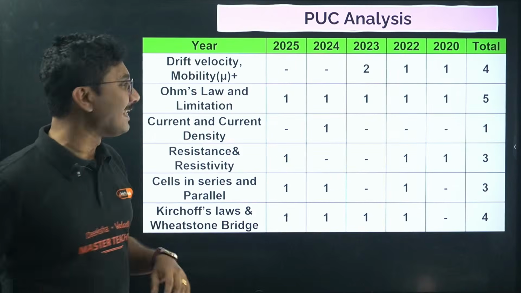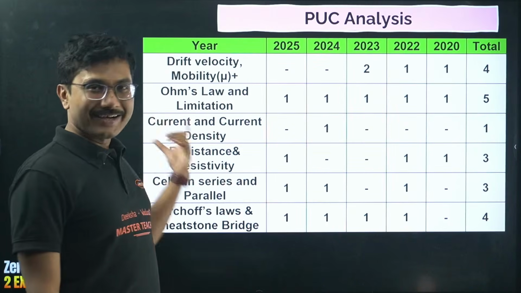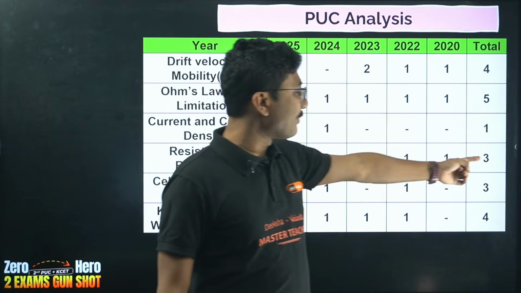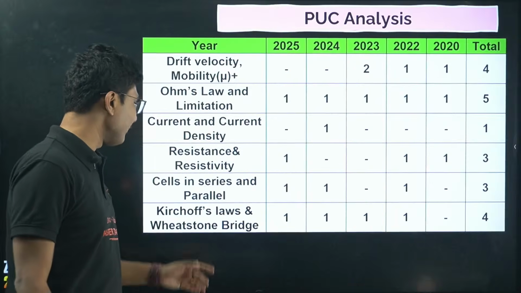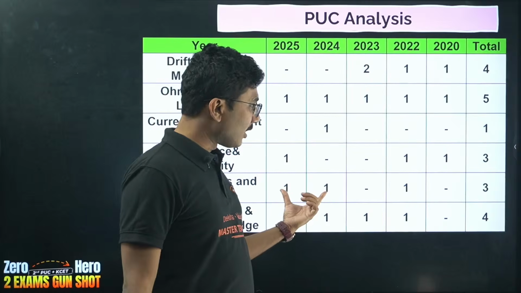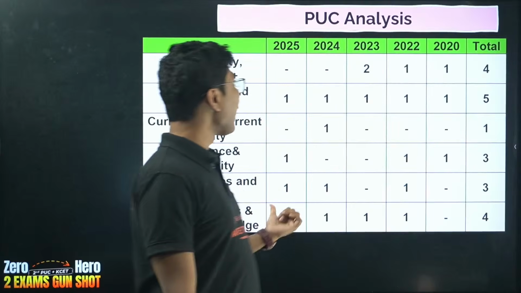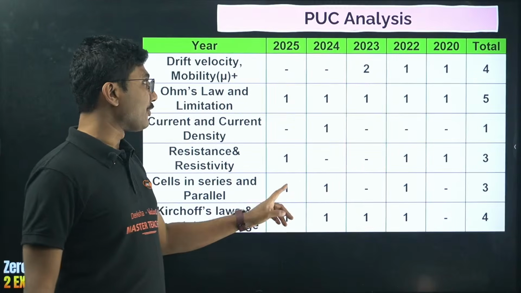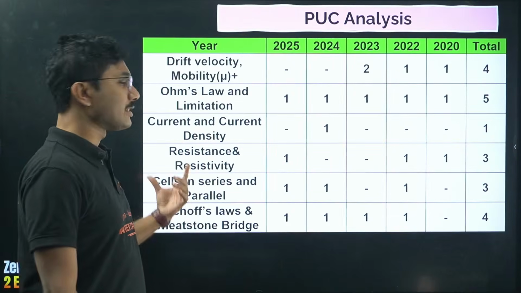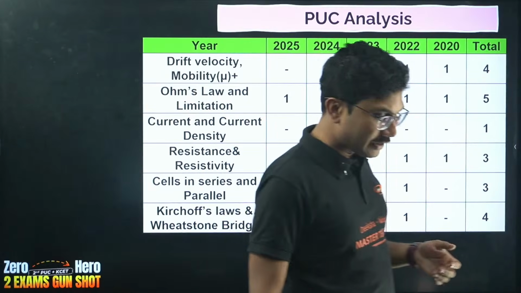Current and current density based questions will come only once. Resistance and resistivity is also one of the most important concepts. This came 3 times including 2025. Cells in series and parallel came again in 24, 25 and 22. In 25 there was a numerical question based on cells in series and parallel. Kirchhoff's law, another very important concept, Kirchhoff's law and Wheatstone Bridge. Now Wheatstone Bridge derivation is very, very important.